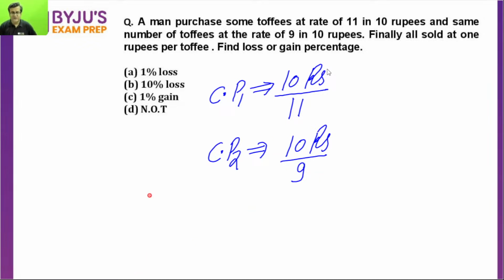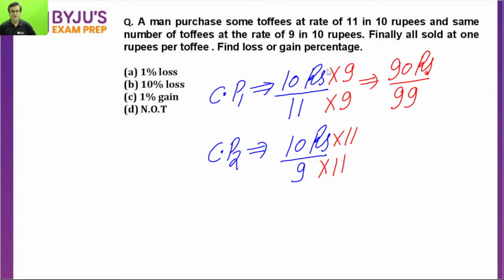So make the number of articles equal. Multiply with 9, and multiply with 11. So this is equal to 99 articles and 90 rupees, and 99 articles and 110 rupees is the cost. Because he purchased the same number of toffees.